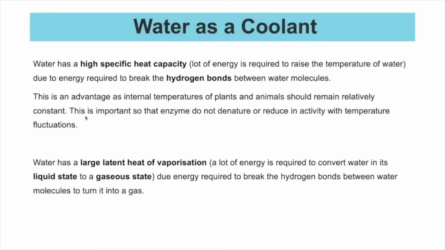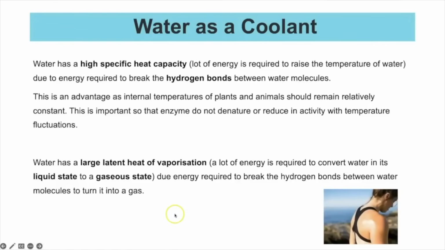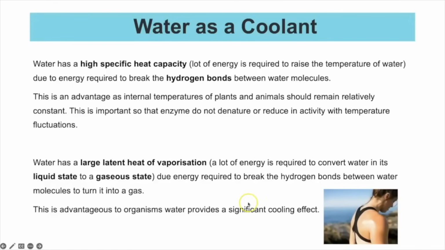Now the other property is the fact that water has a large latent heat of vaporization. This means a lot of energy is required to convert water in its liquid state to a gaseous state, water vapor. And again, that's due to the hydrogen bonds. Energy is required to break the hydrogen bonds between water molecules to turn it into a gas. And that provides a cooling effect when animals sweat, for example, or even when plants transpire.